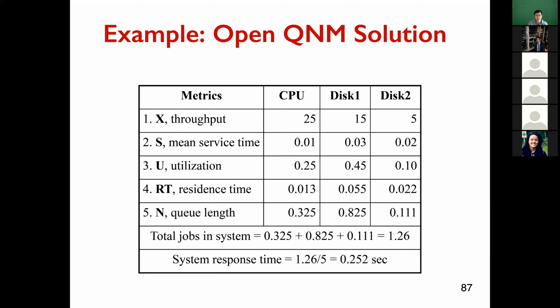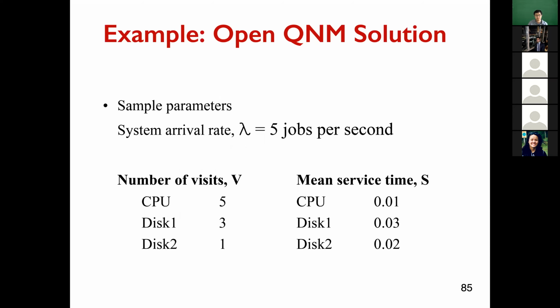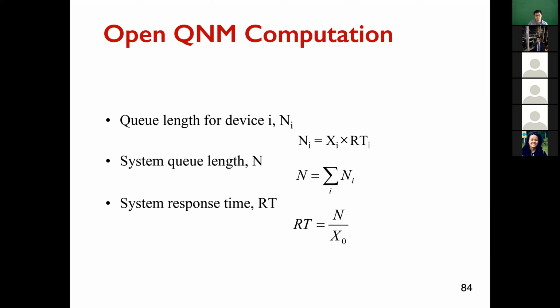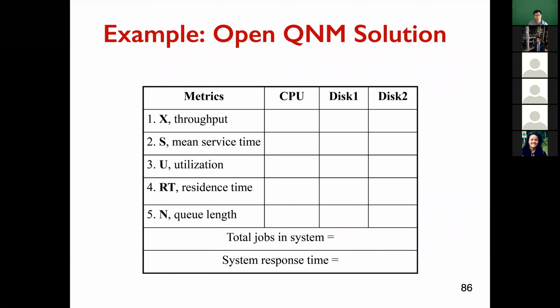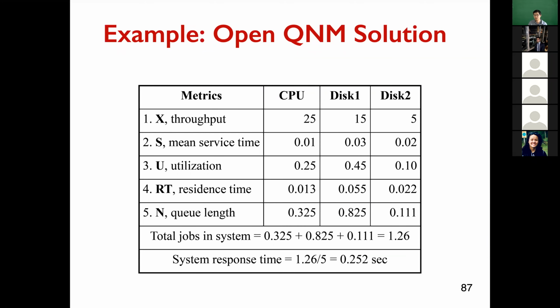Then we calculate the system response time, which is total QNAND divided by total throughput, right? It is 1.26 divided by 5, which is 0.252 second. This is the system response time, okay? So do you have any questions here? No, here there is no question. Okay, thanks. So let's continue.